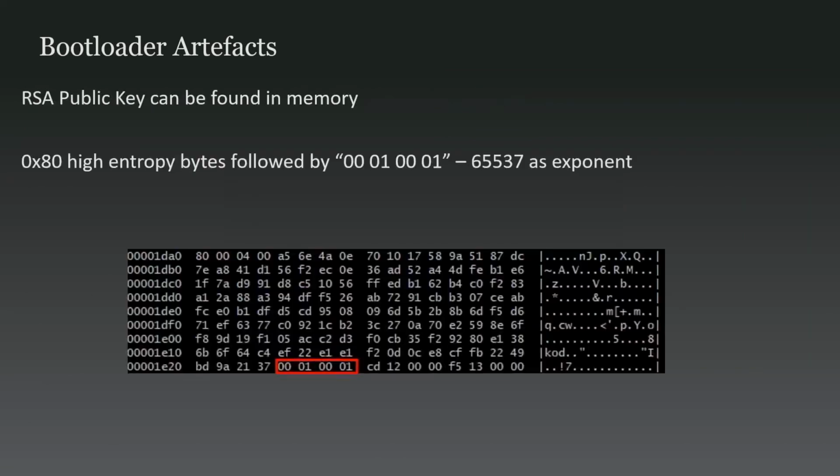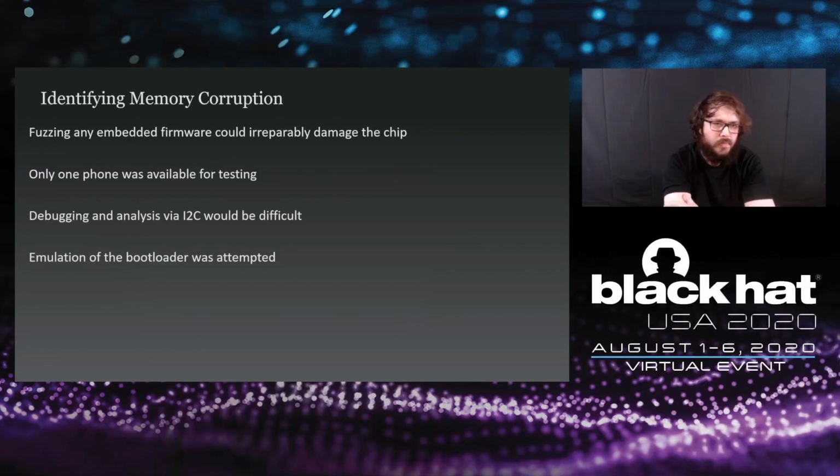during this process. I also noted the RSA public key in memory, which was interesting but not useful because it was quite high entropy. This can be easily identified by looking for 00010001, which translates to 65537, the exponent of the RSA public key. And before this is usually 128 or a different size of high entropy bytes, which usually denote the modulus of the RSA public key.